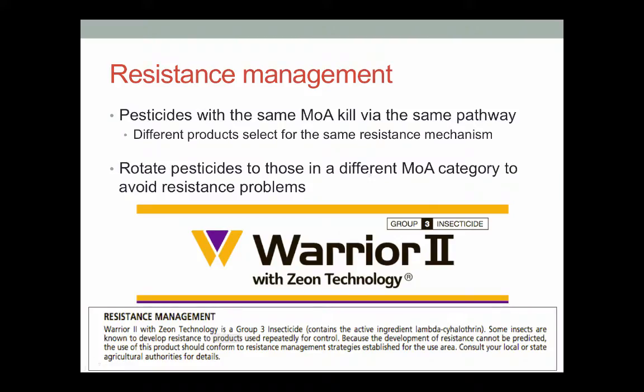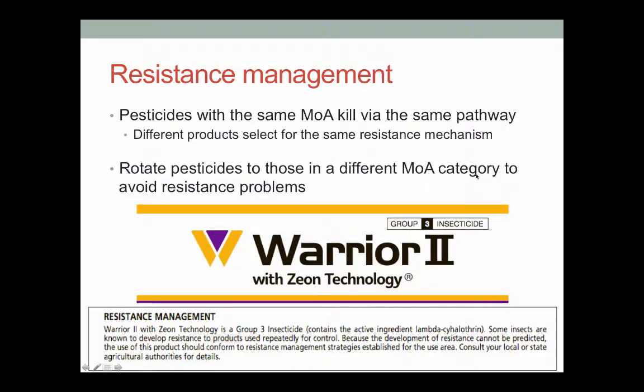So where mode of action really matters is in terms of resistance management. Just the idea that all insecticides with the same mode of action are killing the pest through basically the same mechanism. And so if you keep using the same mode of action, even if they are different products, you are still selecting for the same sort of resistance mechanisms, and you will have resistance problems. And so it's generally recommended that you rotate your pesticides with those that have different modes of action, so you're not applying too much pressure on any given target inside the pest.